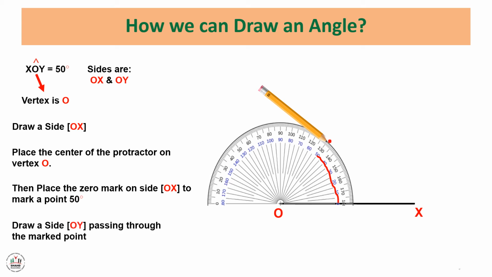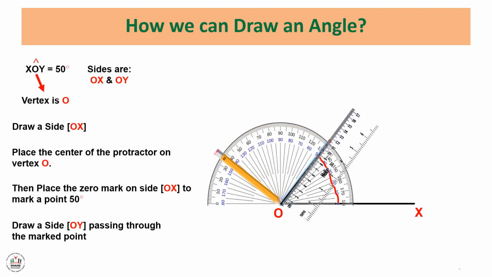Now the last step. Draw a side OY passing through the marked point. So we use the pencil and the ruler to draw this side like this. Now we put Y here.